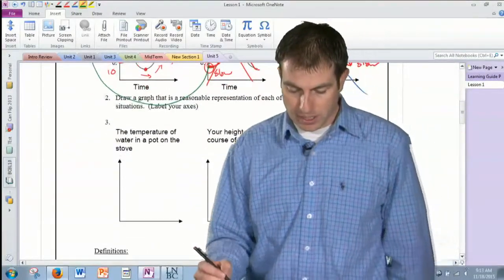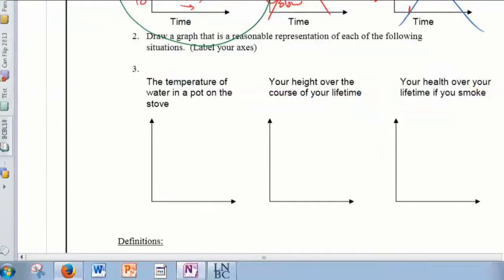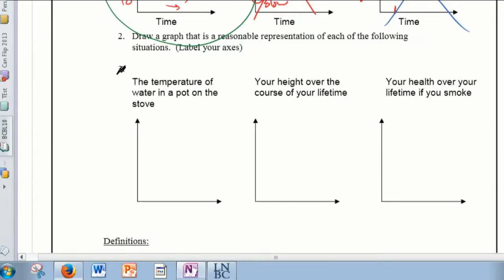All right, number 2, draw a graph that is a reasonable representation of each of the following situations. This little 3 shouldn't be here, but it is, so it's fine. The temperature of water in a pot on a stove. When we plot graphs, this one asks us to label our axes. We need to label the vertical axis and the horizontal axis. We need to write down what these things represent.